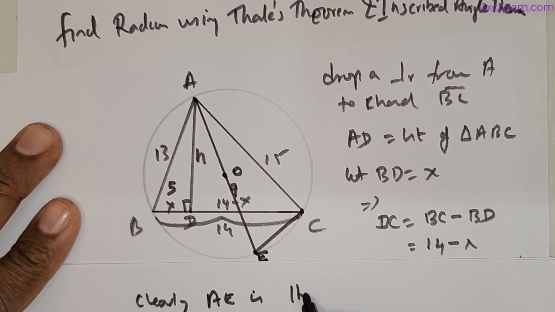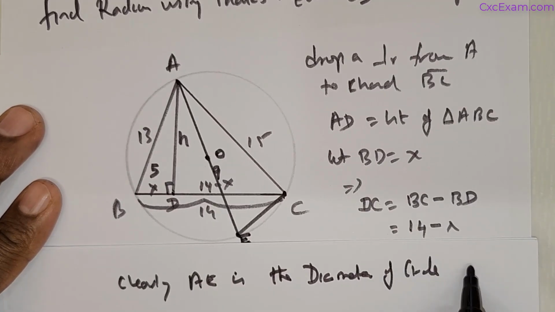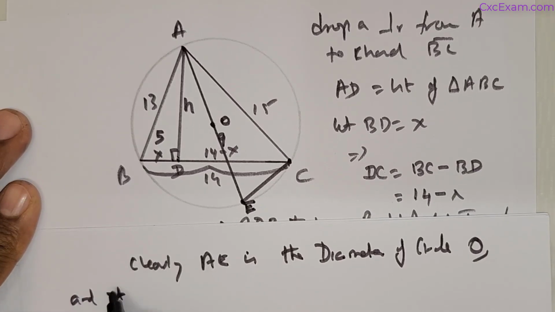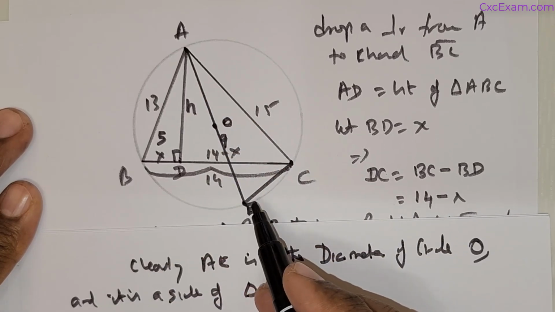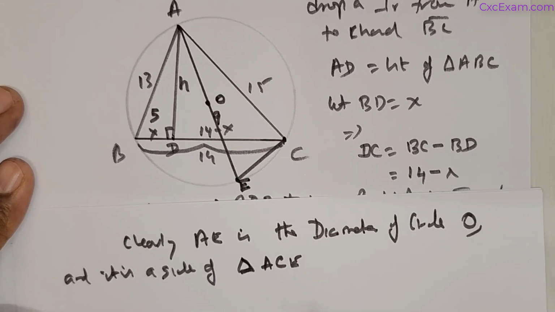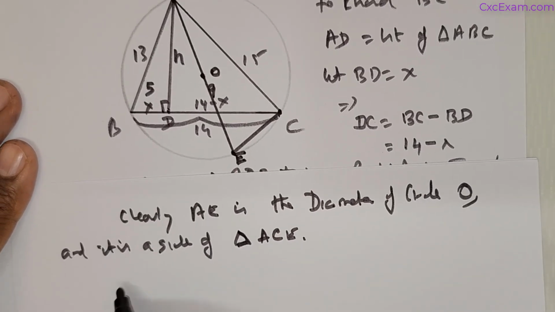AE is the diameter of circle O, and it is a side of triangle ACE. Now this is the important step.